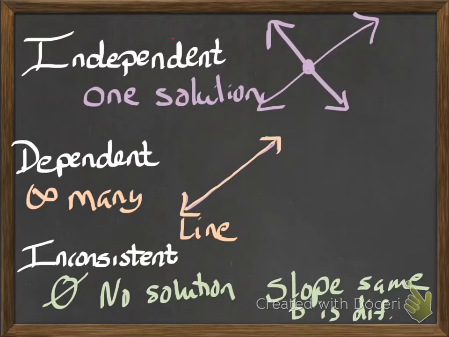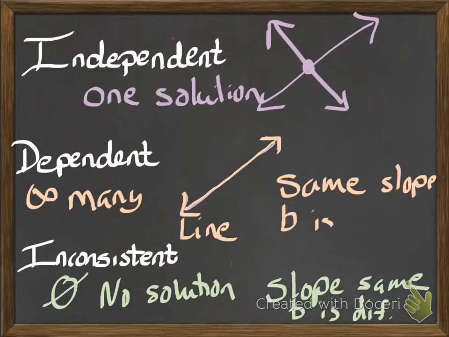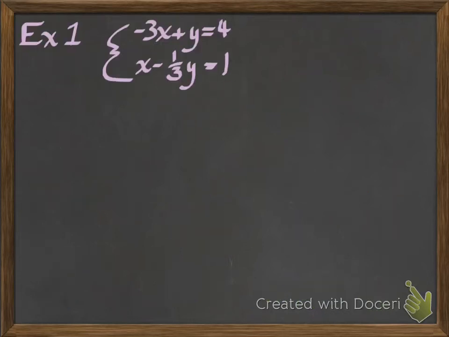On that dependent one, that's when the slopes were the same and b is the same. So it's same and same. So all you have to do is get it solved for y. We're going to take each of the equations and solve them one at a time.